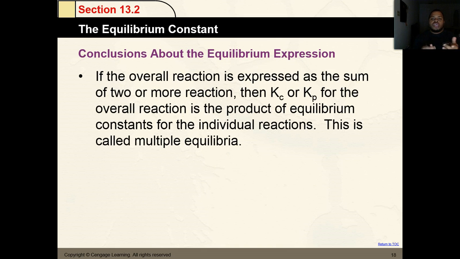Now, if the overall expression is expressed as the sum of two or more steps, then Kc or Kp for the overall reaction is the product of the constants for the individual reactions. This is called multiple equilibrium. So if I have a mechanism given to me with 3 different equilibrium constants, when I multiply each of those constants together, it'll give me the overall equilibrium constant for the larger reaction, the overall balanced equation. Okay?